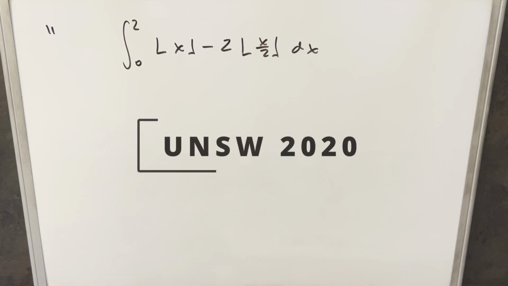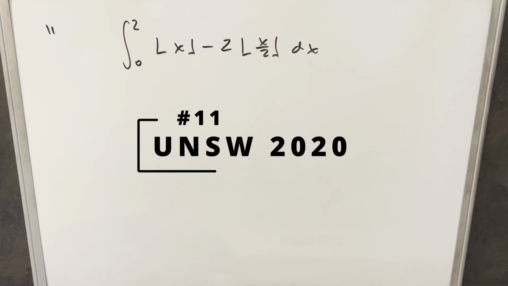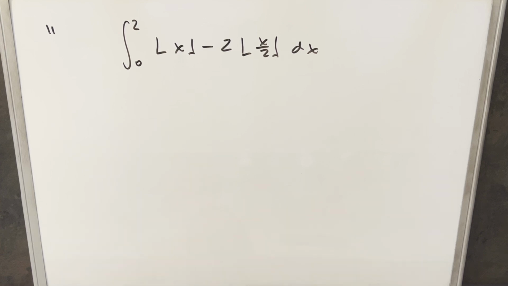Okay, we have here today another interesting integral from the UNSW Integration Bee 2020. This one was problem 11. We have the integral from 0 to 2 of the floor of x minus 2 times the floor of x over 2 dx. I think it's always interesting when we get the floor involved, and sometimes these can be pretty difficult, but I think in this one it's more to the easier side.